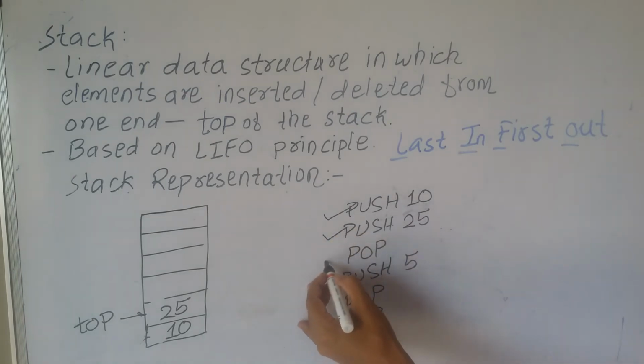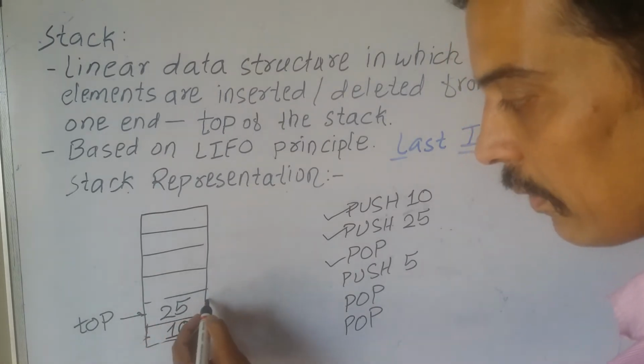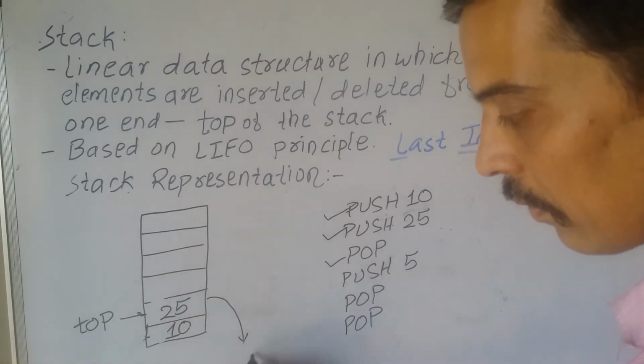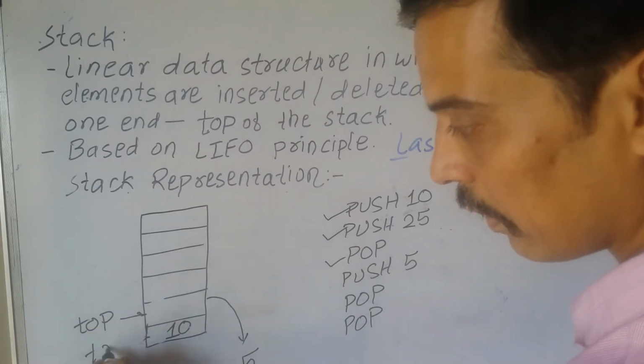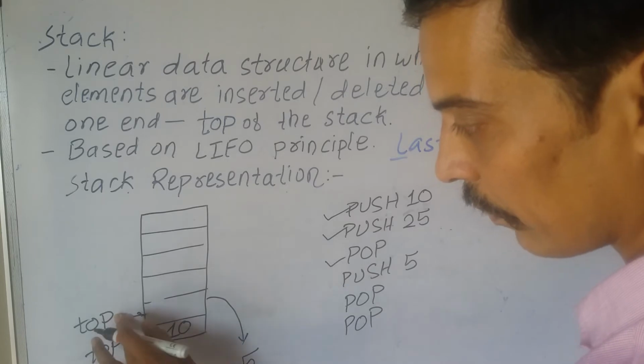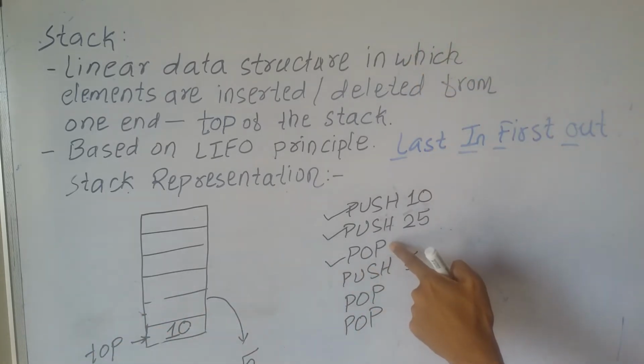Then I am performing one pop operation. What does the pop operation do? Pop operation removes the element from the stack, and then the top pointer is decremented by 1. So this is the condition after the third operation, that is popping the element from the stack.